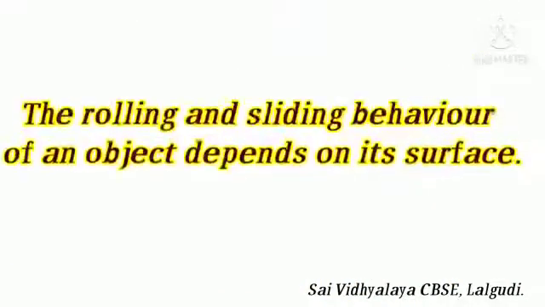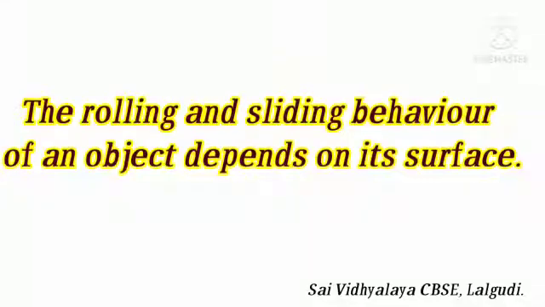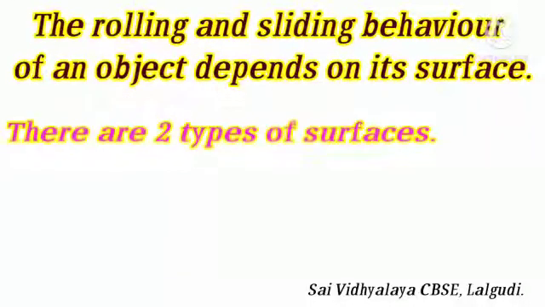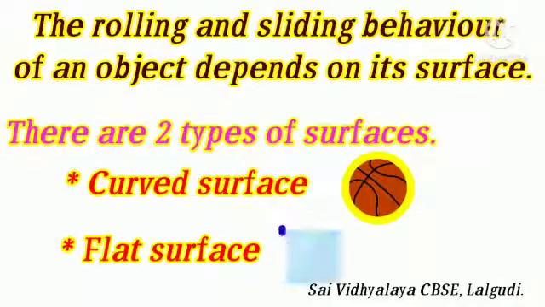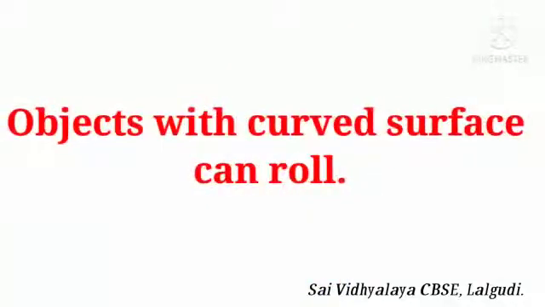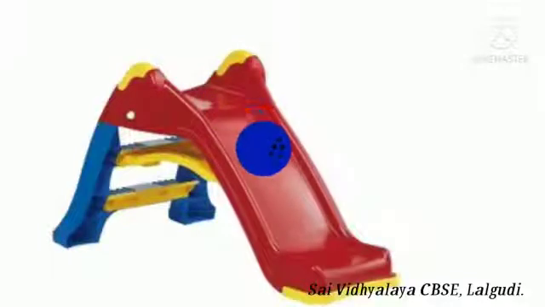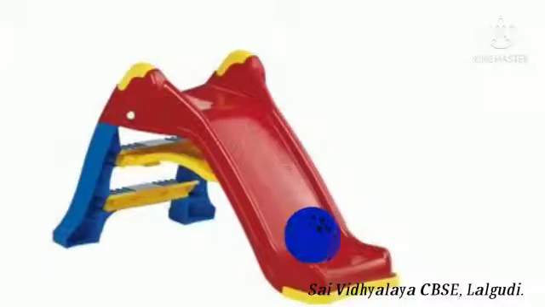The rolling and sliding behavior of an object depends on its surface. There are two types of surfaces. They are curved surface and flat surface. Objects with curved surface can roll. It means if we keep it on a slider, it moves down by turning over and over.